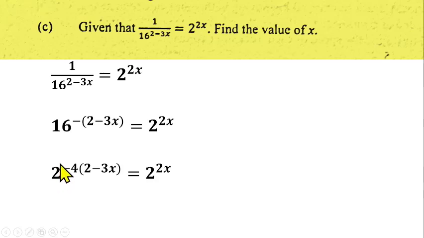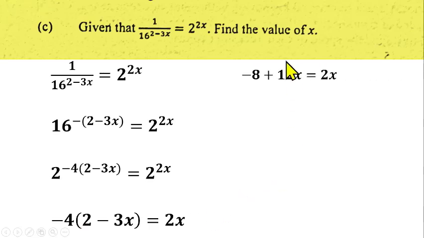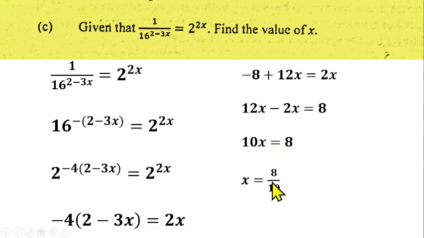So 4 multiplied by this will give us 2 raised to the power minus 4 into 2 minus 3x equals 2 raised to the power 2x. Base will take care of the base. So we have minus 4 into 2 minus 3x equals 2x. Open the brackets. Minus 8 plus 12x equals 2x. Collect the like terms. 12x minus 2x, so that will give us 10x equals 8. So x will be 8 over 10. That will give us 0.8 to be the value of our x.